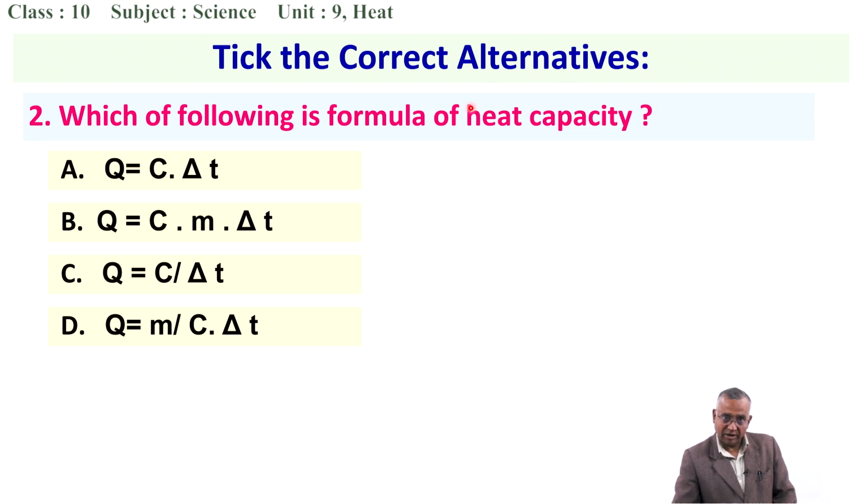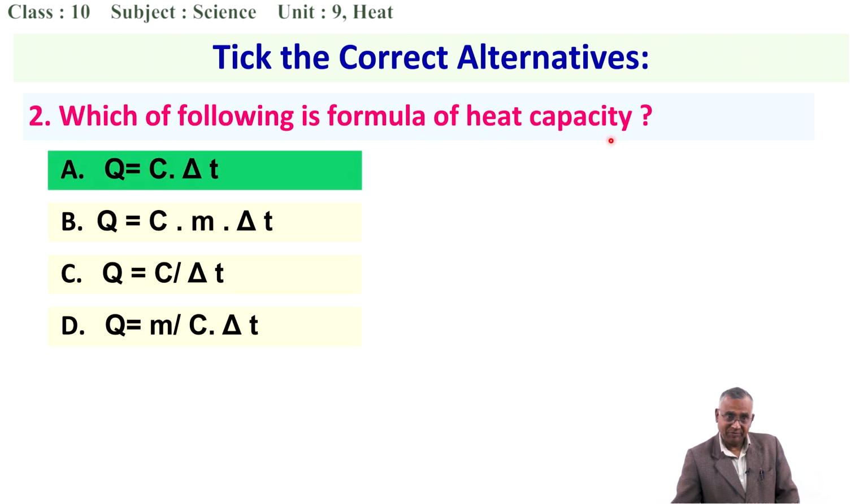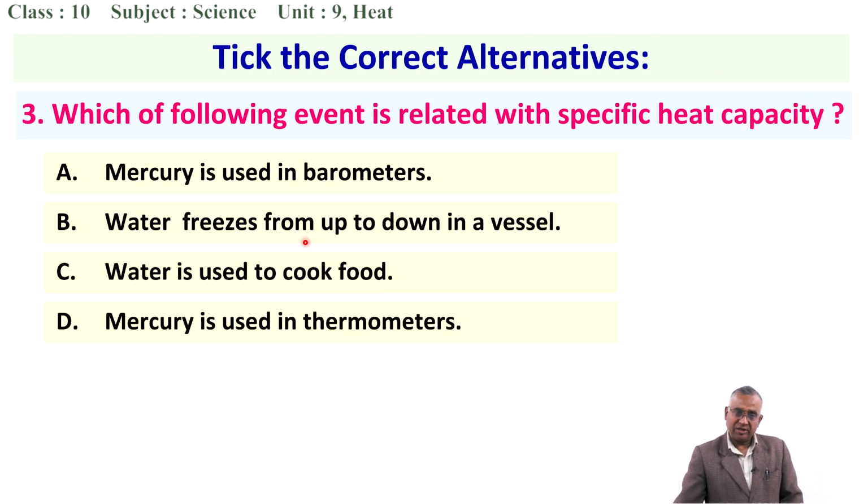Remember, you are asked which of the following is the formula of heat capacity. Yes, so you may be confused here. It is not Q equals C m delta T. It is only what? Q equals C delta T. For specific heat only, you will select the next one. For heat capacity, you select B1. Okay. Now the next question is, which of the following events is related to specific heat capacity?